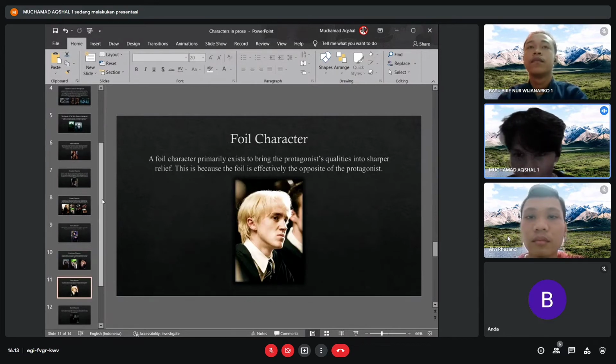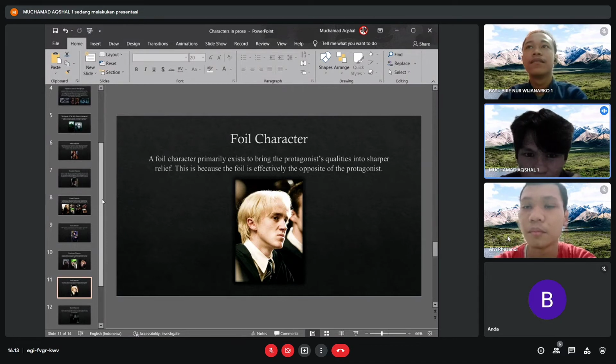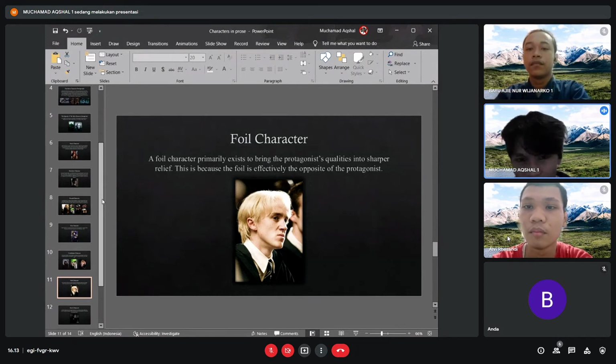Next one is foil character. Foil character primarily exists to bring the protagonist's qualities into sharp relief. This is because the foil is effectively the opposite of the protagonist's behavior. It's like a total, completely different behavior from the protagonist. And the example is Draco Malfoy from Harry Potter.